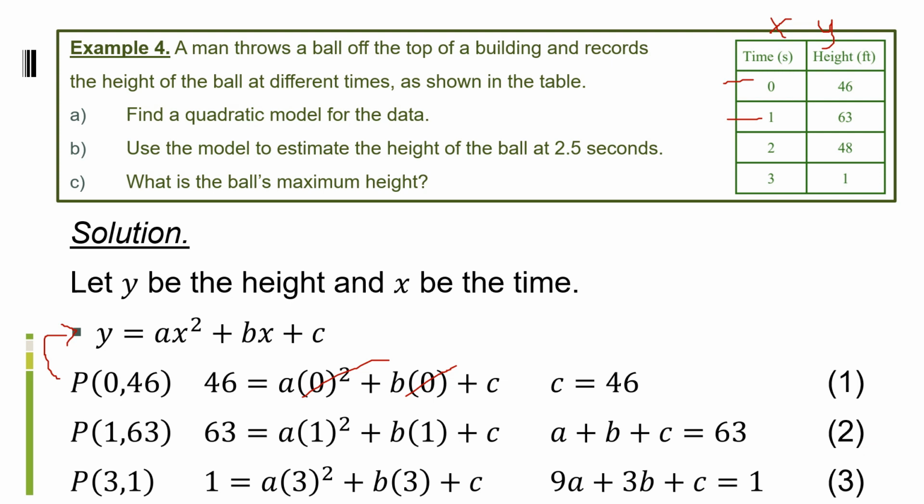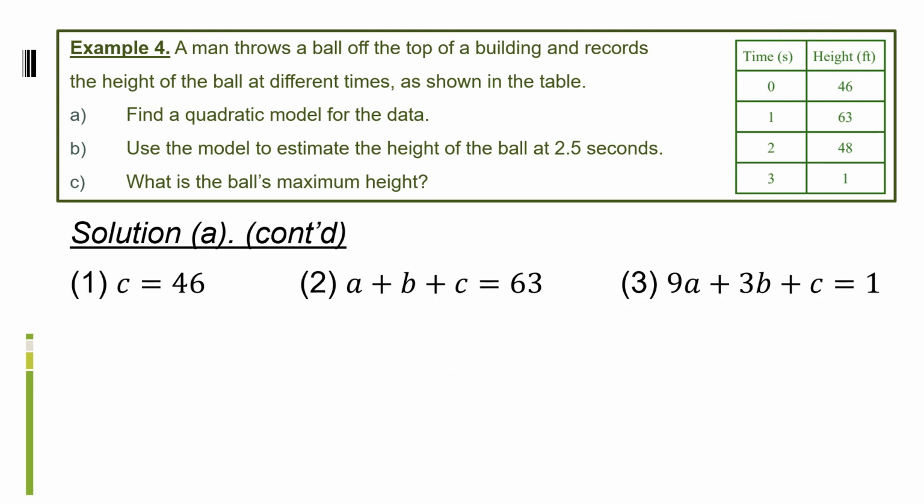And finally, eto naman, gamitin natin yung (3, 1) kasi yung mga maliliit na lang na numbers. Pero you can use naman (2, 48). So we now have 1 equals a times 3 squared plus b times 3 plus c. So that is 9a plus 3b plus c equals 1. That is our third equation.